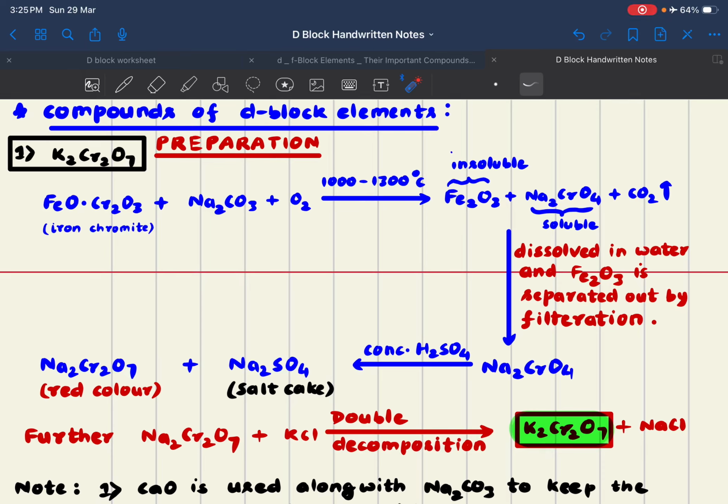Hi students. So in this lecture we're going to talk about the compounds of D block elements. We have already covered the applications of D block like the photography and the toning. We have covered all these things, right? So now we will start the compounds of D block elements, and the first compound is K2Cr2O7.